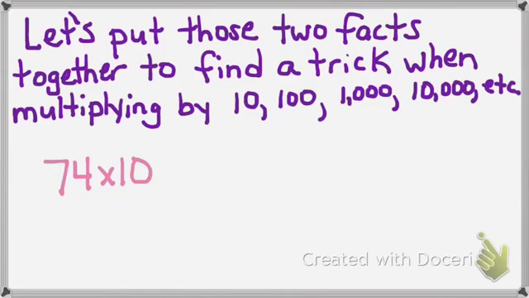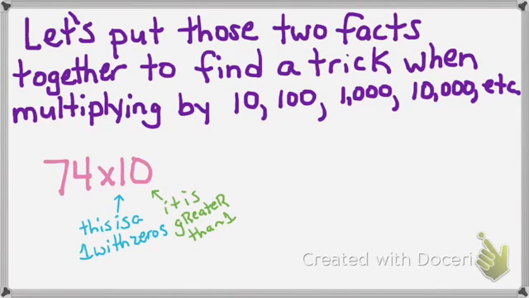Let's take a look. I have the problem 74 times 10. I see that 10 is one of those powers of 10. It has a 1 and zeros in it. So I know I'd be able to use this trick that I'm teaching you. So 10 is a 1 with zeros, and it is greater than 1. I think we can all agree 10 is greater or larger than 1. So my starting number was 74, and I'm multiplying it by a power of 10, a 1 with zeros, and it's greater than 1.